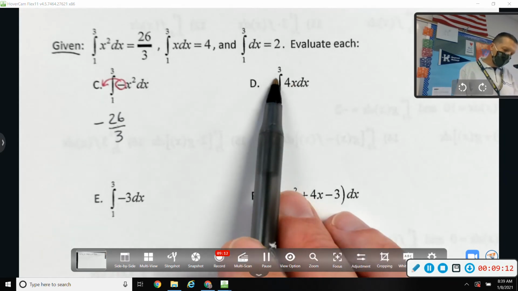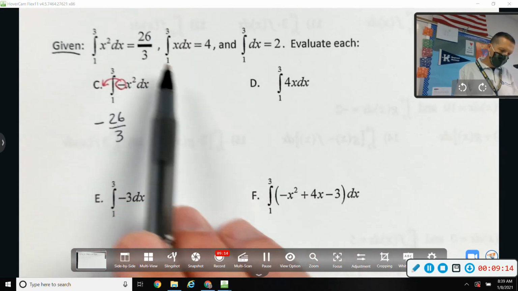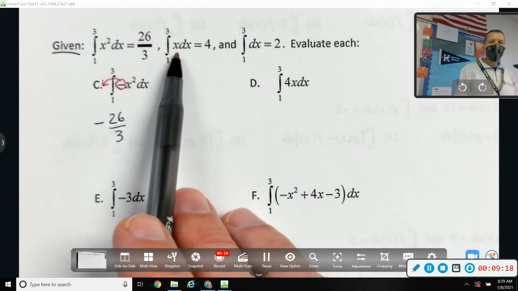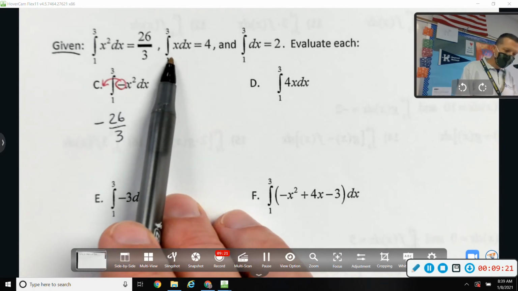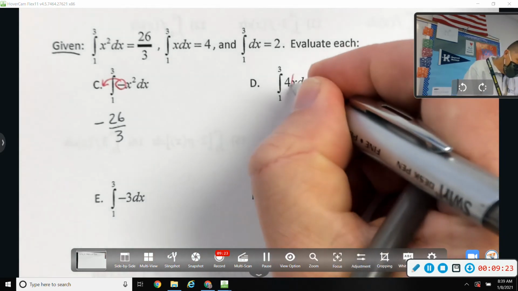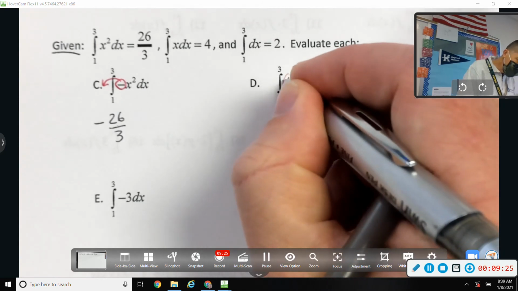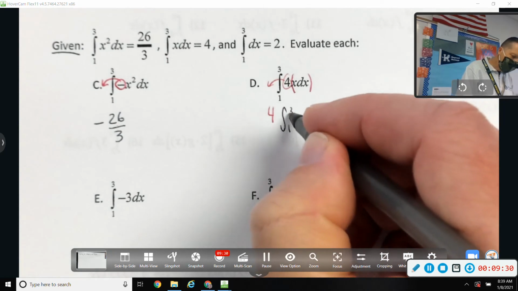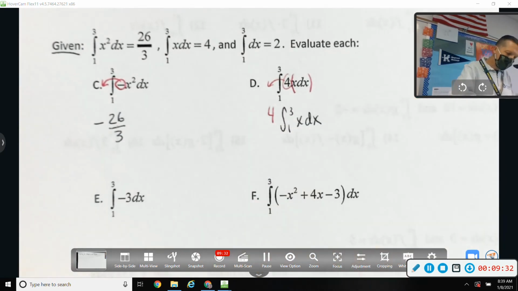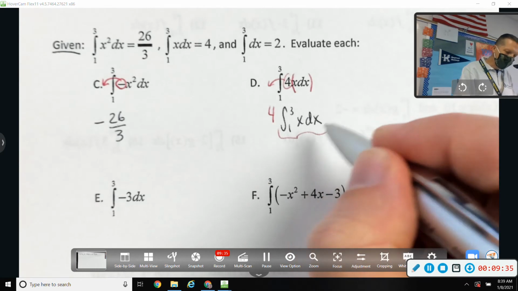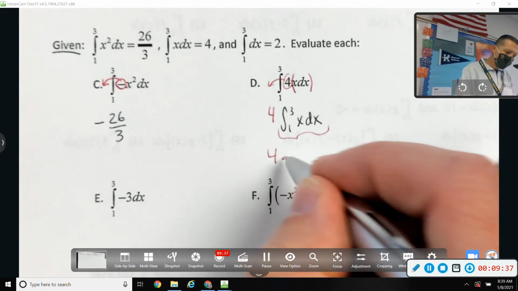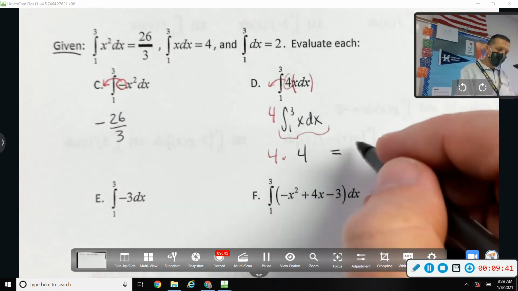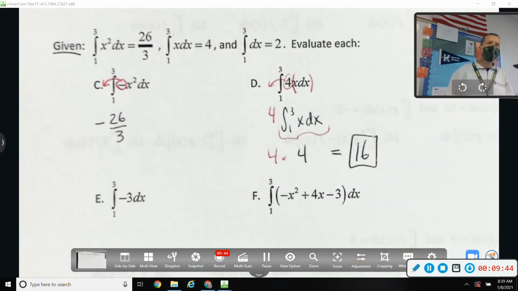D, the integral from 1 to 3, okay, they're all 1 to 3, 4x dx. Well, I've got an integral of x dx. So if I take that 4 outside, and then it tells me what that is equal to, that's 4. So my answer is 16.